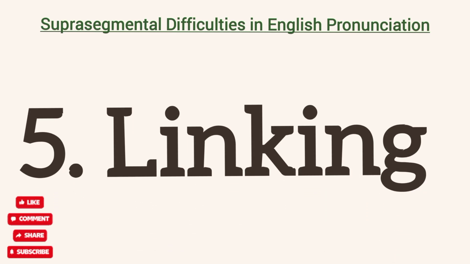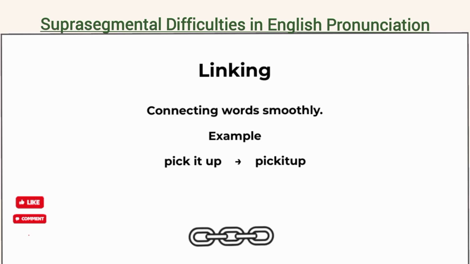5. Linking. Linking occurs when the final sound of one word connects with the first sound of the next word. This creates smooth and continuous speech. For example, the phrase pick it up is often pronounced as pick it up. Foreign learners often pause between words instead of linking them.